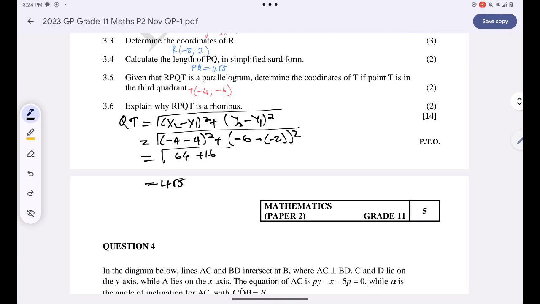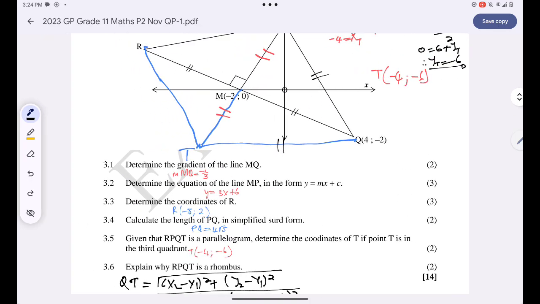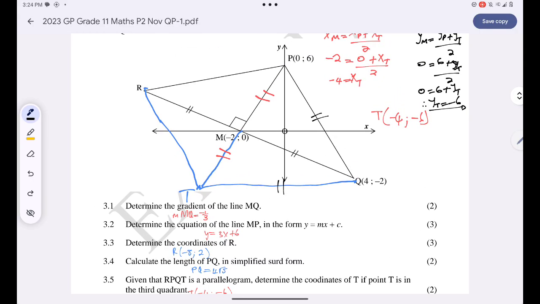So now I've shown that QT is equal to PQ, and both of them are equal to 4 root 5. So I can therefore conclude that this type of parallelogram is a rhombus. Why? Because the adjacent sides of this parallelogram are equal. That's how, guys, we would have tackled the third question.